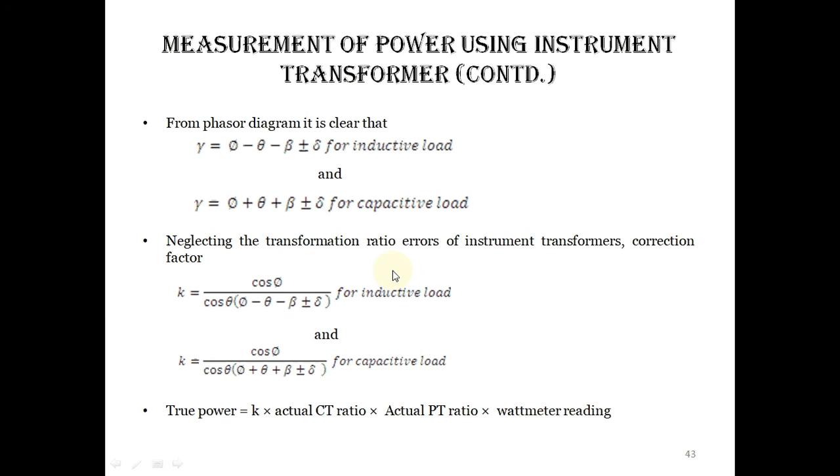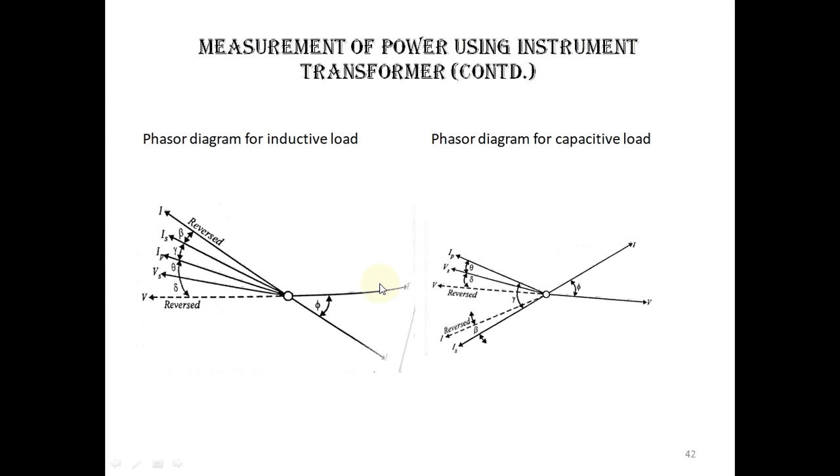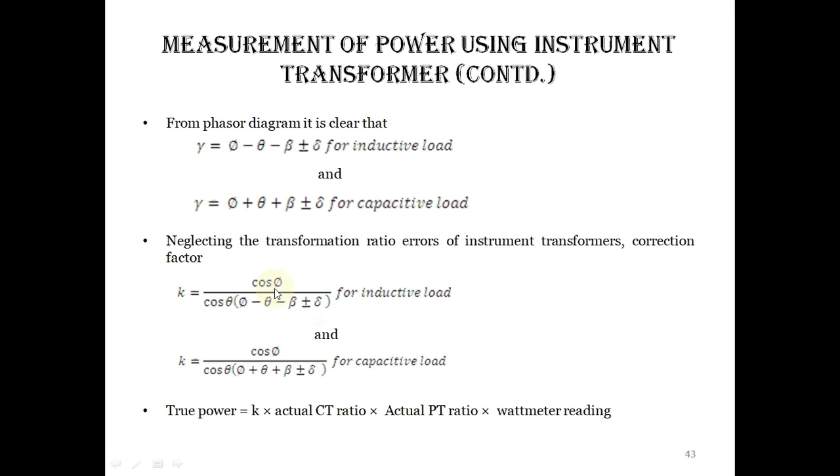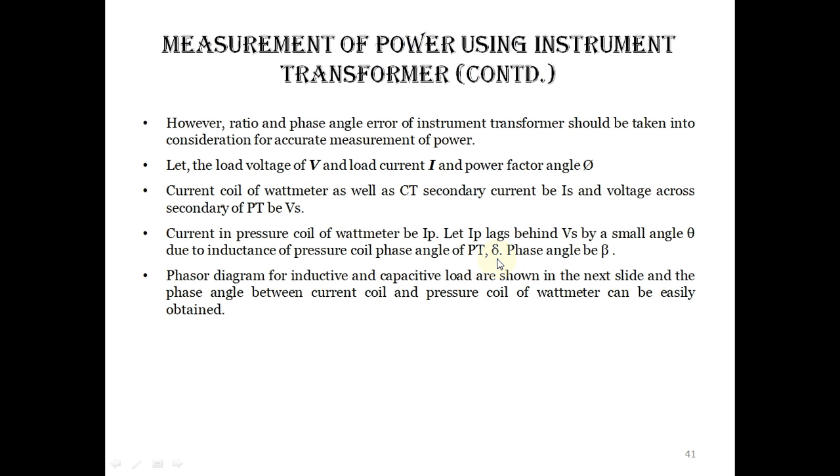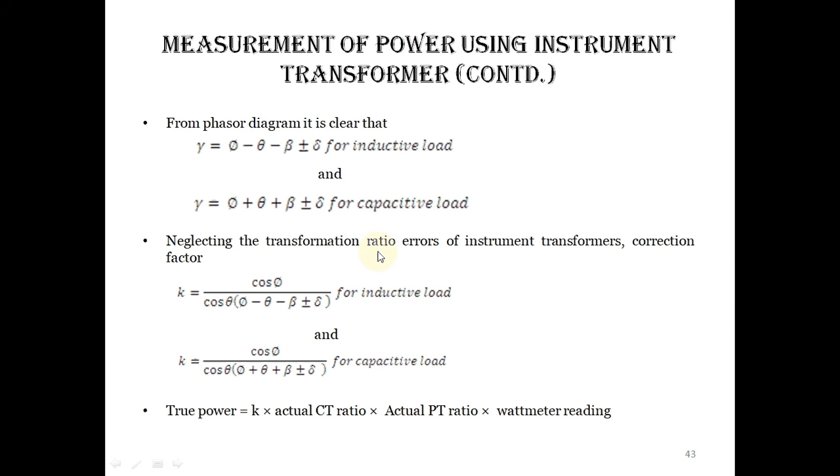So, neglecting the transformation ratio and ratio error of the instrument transformer, the correction factor is this one. Up to this it was known to you: phi minus theta minus beta. Now, due to the CTPT insertion, phase reversal, and the lagging or leading nature of the load, this factor delta is introduced. Delta is the phase angle of the PT. We are neglecting the ratio error, but this is the phase angle of the PT. That is for inductive load, and this is for capacitive load.